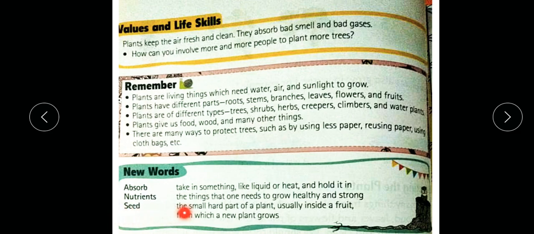Next, seed. The meaning of seed is the small hard part of a plant, usually inside a fruit, from which a new plant grows. How does a new plant grow from a seed? When we give a proper amount of water, air, and sunlight to a seed, it will grow into a new plant. Okay, so now we have done this chapter, plants around us.